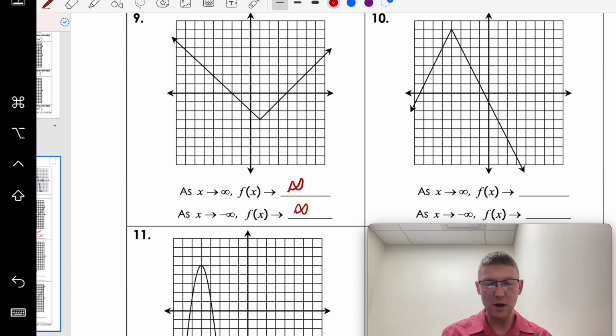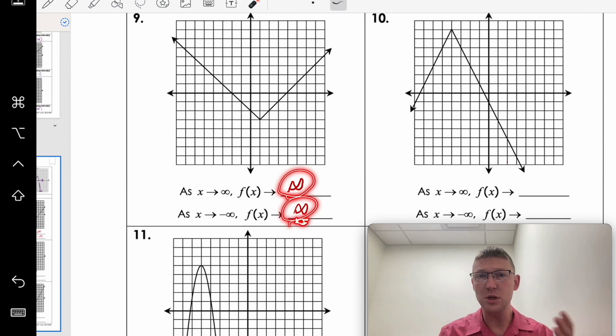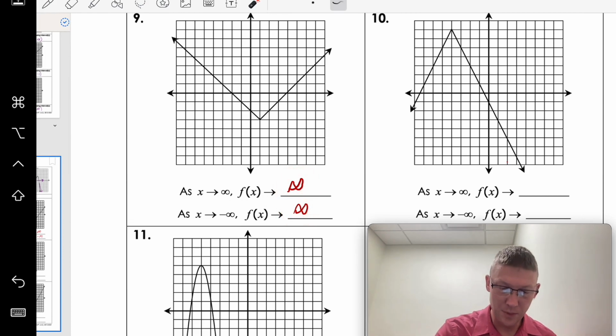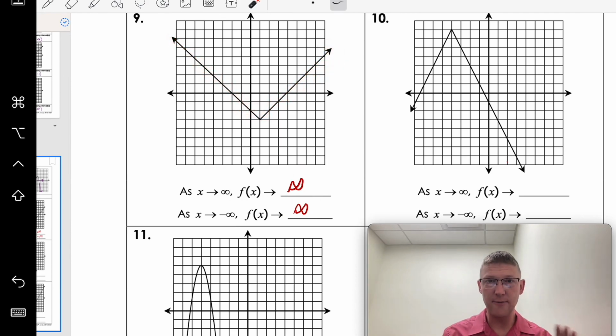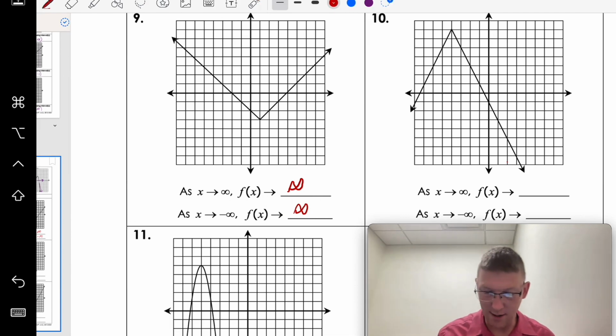So this is where it gets a little confusing, increasing and decreasing versus end behavior. So here we've got an end behavior that is both positive, but if we were to talk about increasing versus decreasing, which the problem doesn't ask, it is decreasing as we go down, and then it's increasing as we go up. So it's just two different things and two different ways to think about it. Or it describes two different parts of the graph.